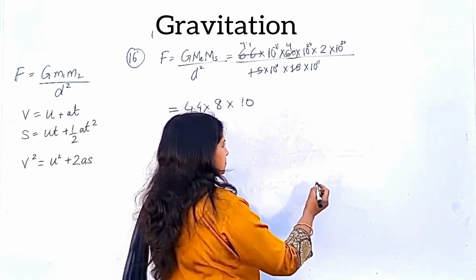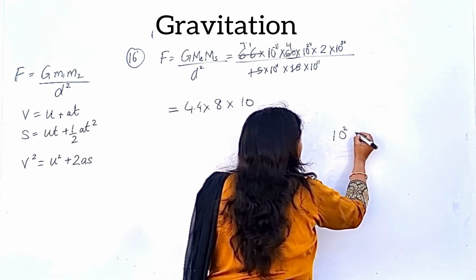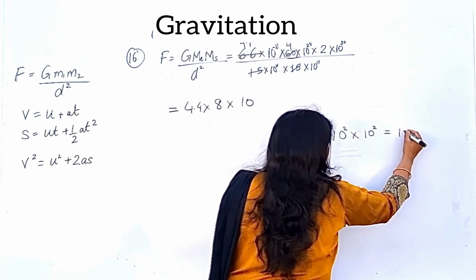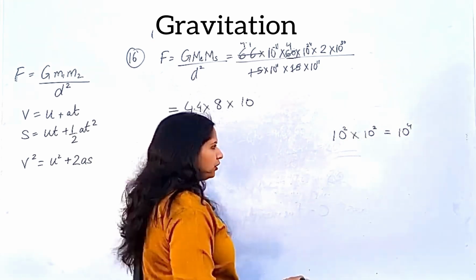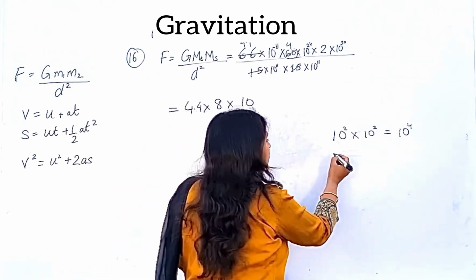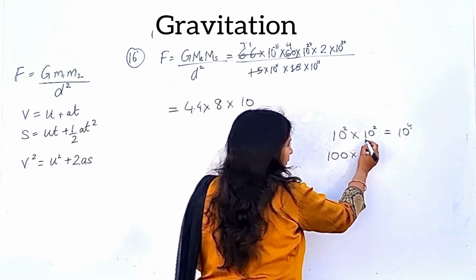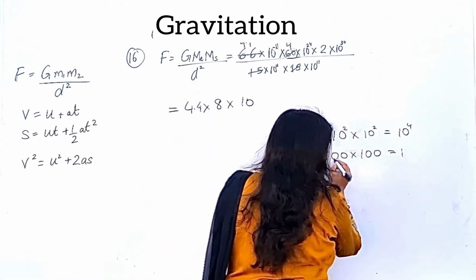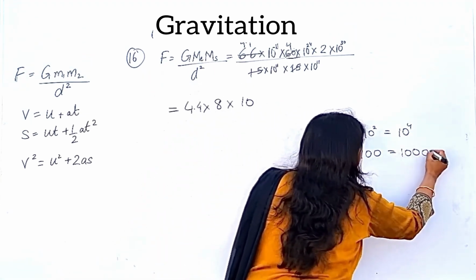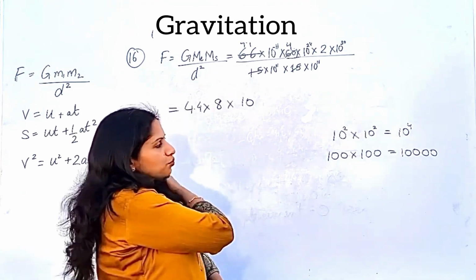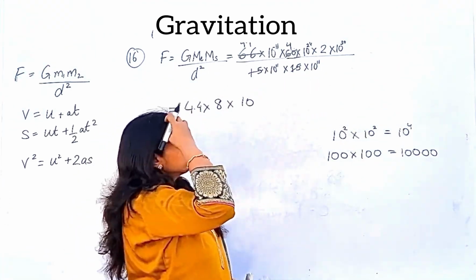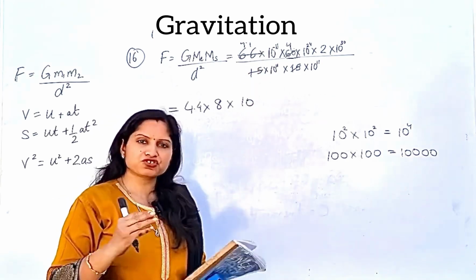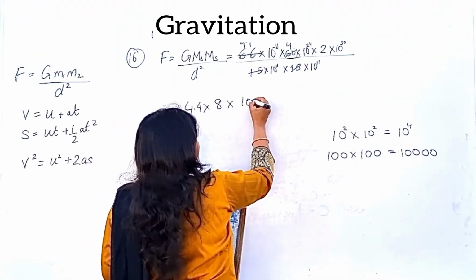Why we add them? Suppose you have 10 to the power 2 multiplied by 10 to the power 2. You add them and you get 10 to the power 4. Why we do it? Suppose you don't know that, I'm explaining that. 10 to the power 2 means 100 multiplied by 10 to the power 2 means again 100. Okay? So the answer will be 1 and 1, 2, 3, 4 zeros. So that's what we have written. Okay? So whenever you have both the exponents as positive, you add them. And if one of the exponents is negative, we subtract that. Okay?